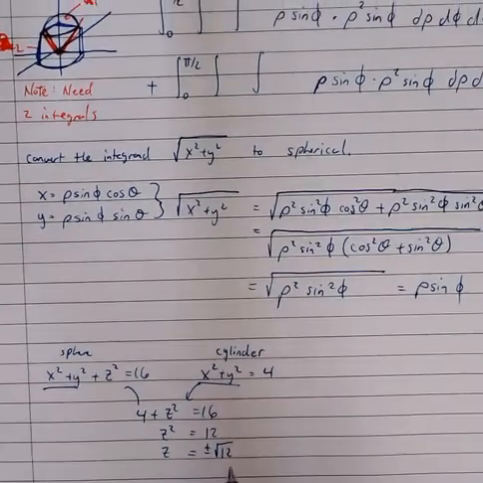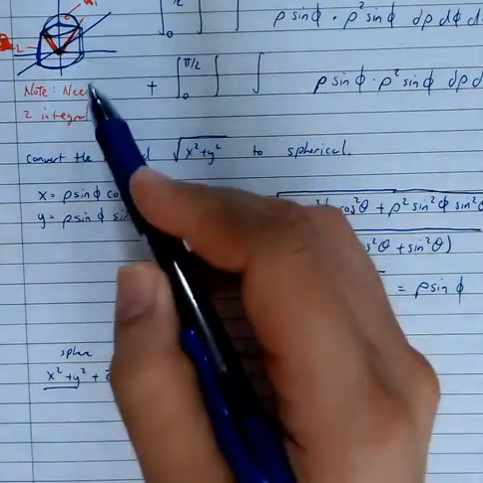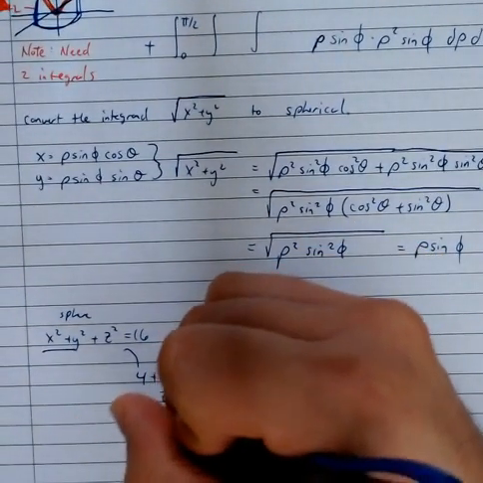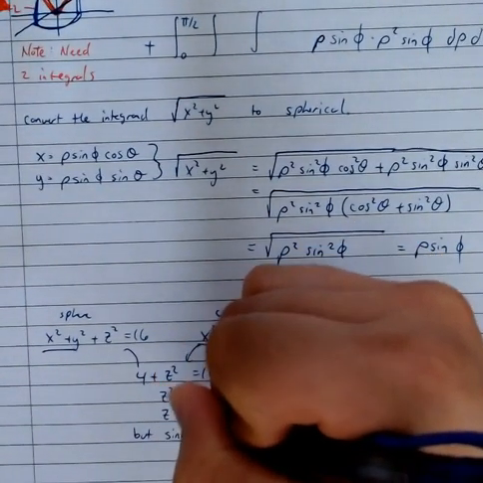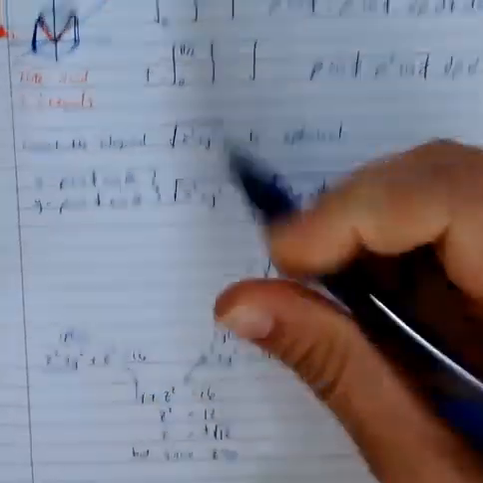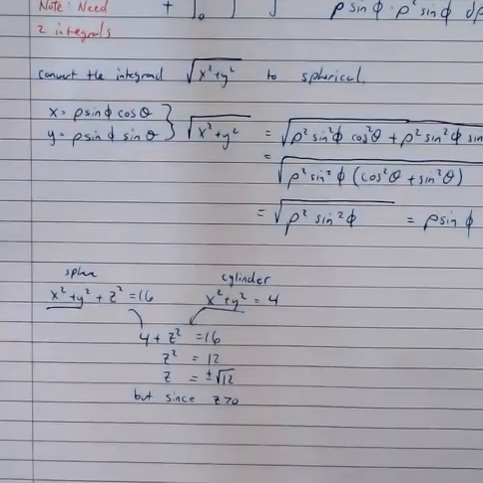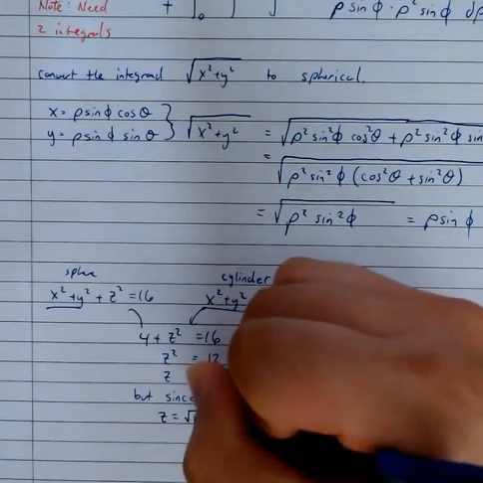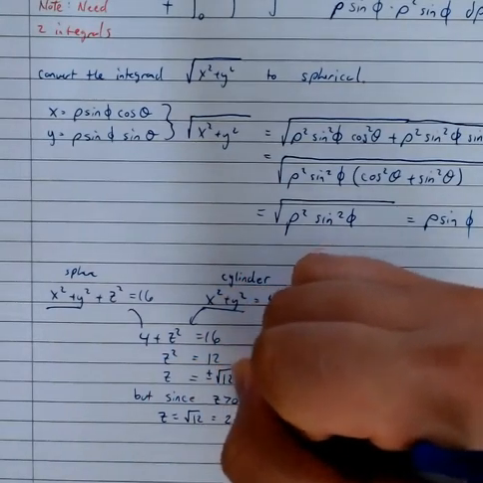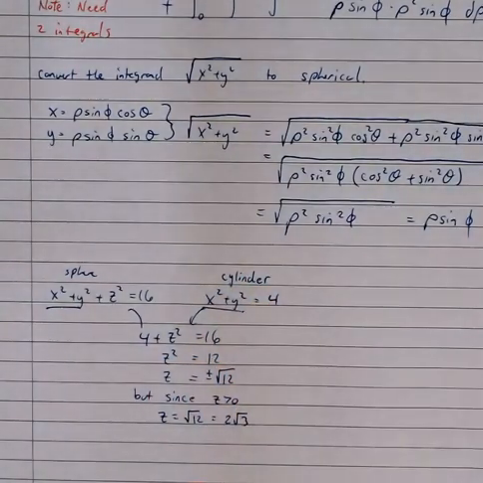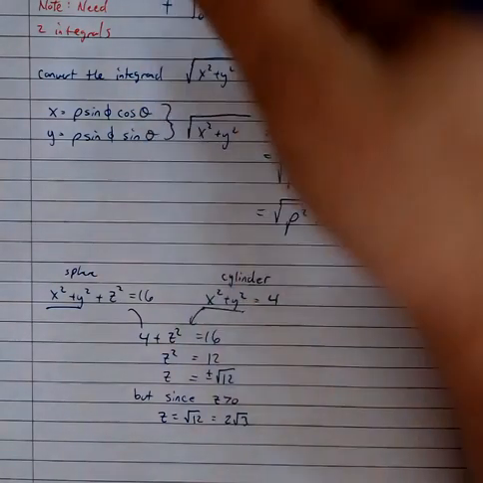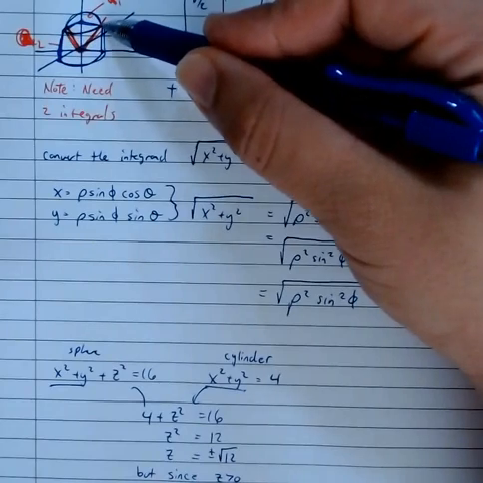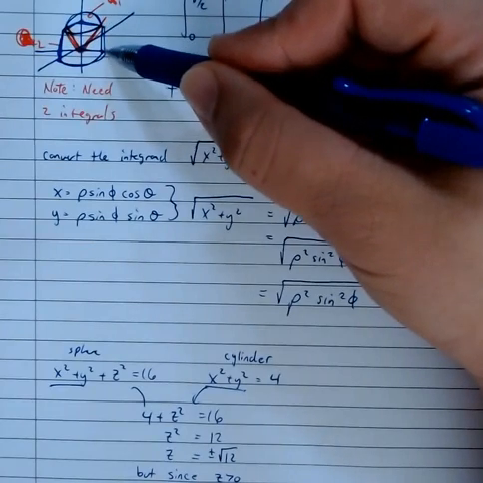Oh yeah, but here we only want z to be positive, right? We don't want z down here ever. Okay, so here we say, but since z is positive, we know that we want z up here, then that means that z must only equal the positive square root of 12, which is the same as 2 root 3. All right, so now we know that this will intersect at a height of 2 root 3.